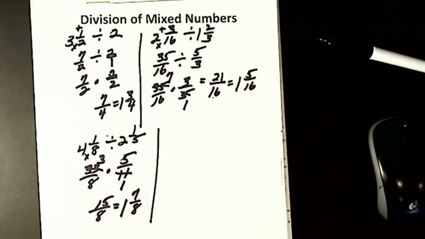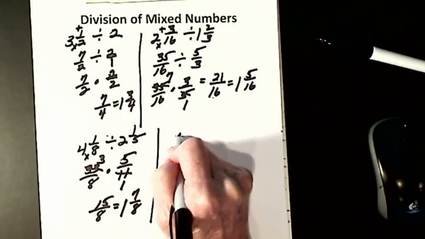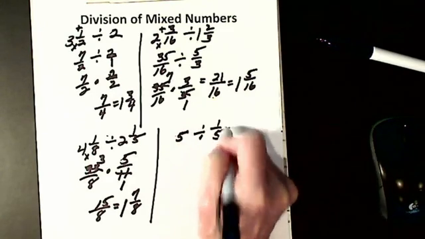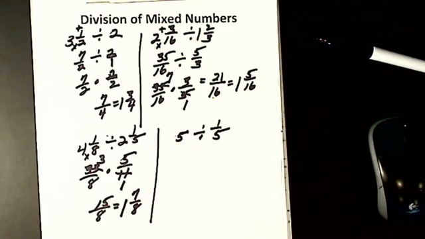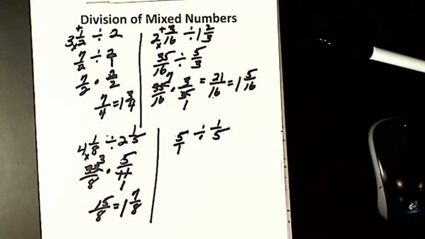This is the one people get wrong all the time. And it's not even a mixed number, but we'll just review this one. Let's say I have 5 divided by 1/5. Any whole number you can put over 1. So I have all numerators, all denominators.